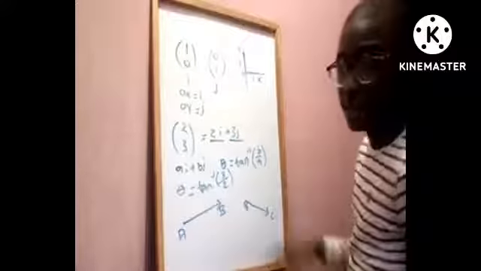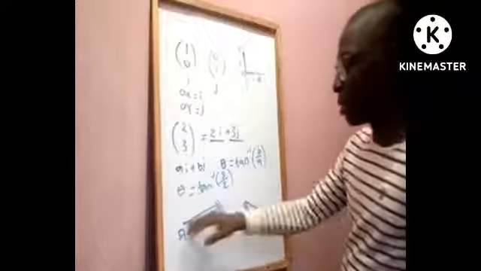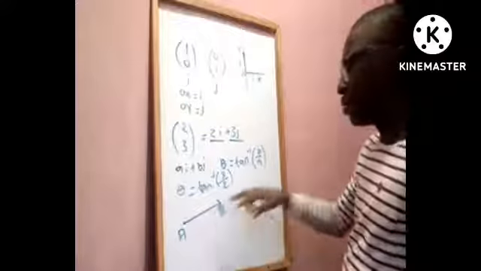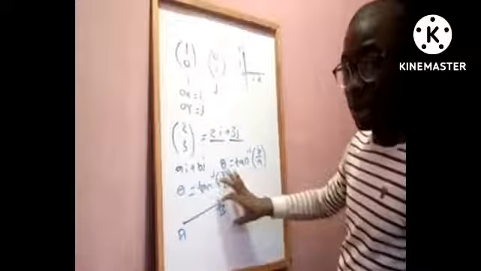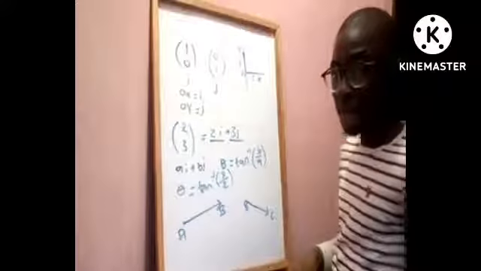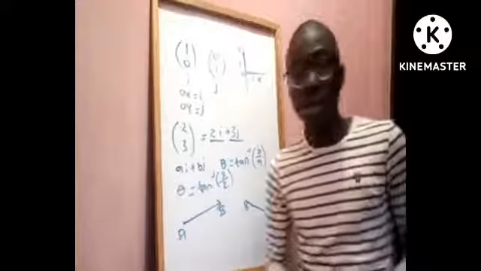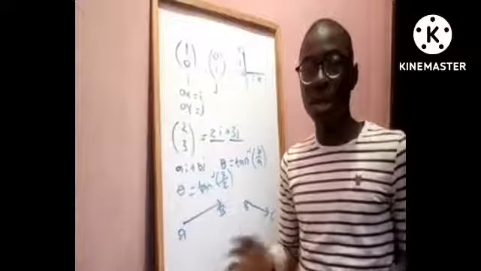Now if you were to add these two vectors, AB and BC, you bring the tail of one to the head of the other. For example, you bring this one to the head of the other, so you draw them. That's if you were to add vectors using geometrical methods.